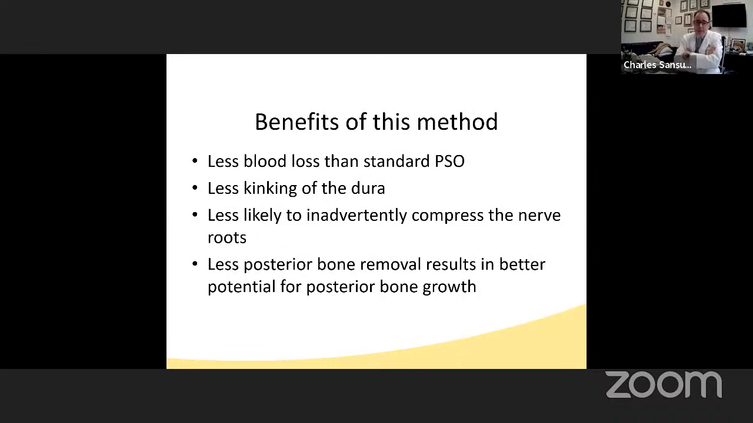So the benefits of this method is that there's less blood loss than a standard PSO. Because you're lengthening the anterior column as opposed to shortening the posterior column, there's less kinking of the dura. Because there's less kinking of the posterior elements, the standard concern of inadvertently compressing the nerve roots is diminished during the standard PSO. If you're removing less bone, you're having a better opportunity for better arthrodesis.